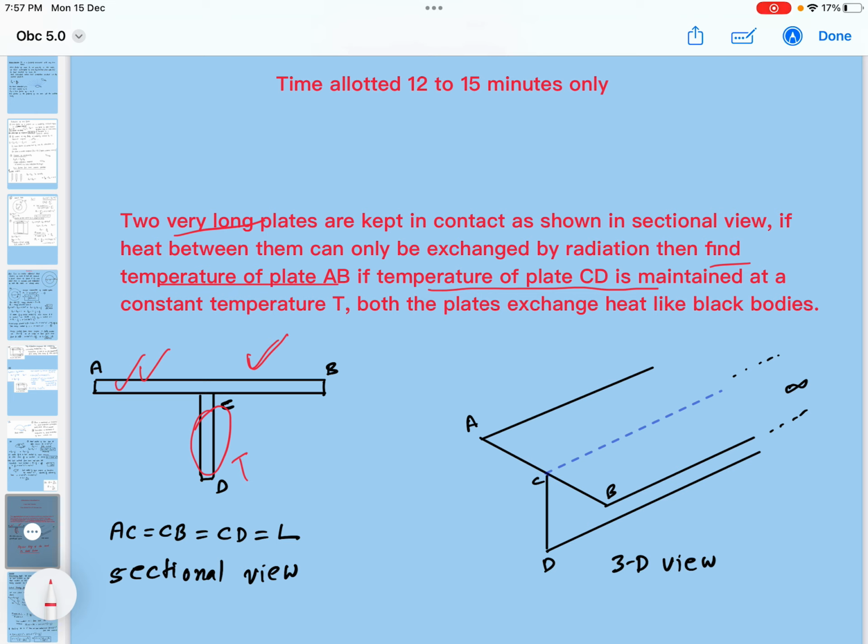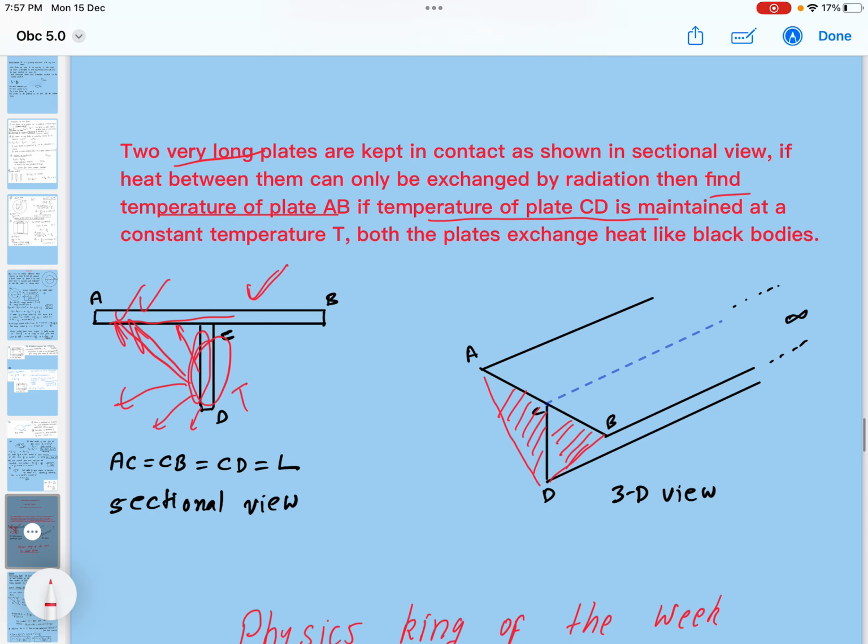Whatever heat is coming, we can assume that all the heat radiation coming from CD will either strike plate AB, or will go in other directions like this. In comparison to the plate area, the area of this section, meaning any plane section like this at the end, is negligible. That will be our reasonable assumption. So this area is going to be negligible as compared to the area of the plates.